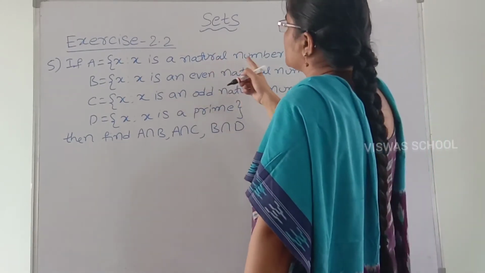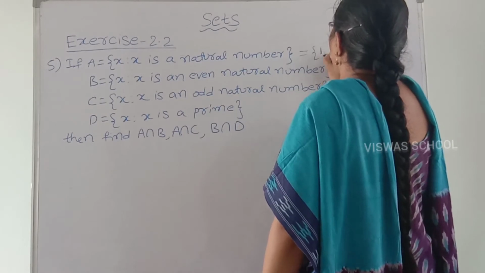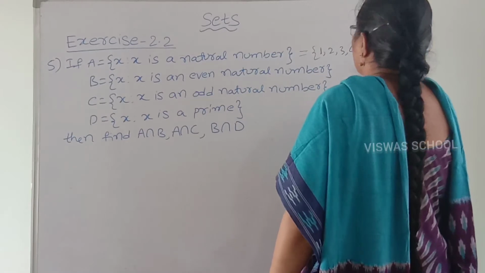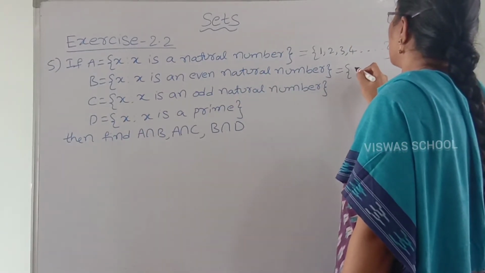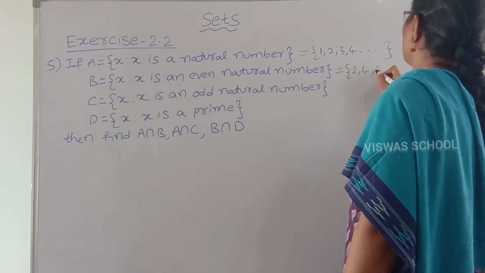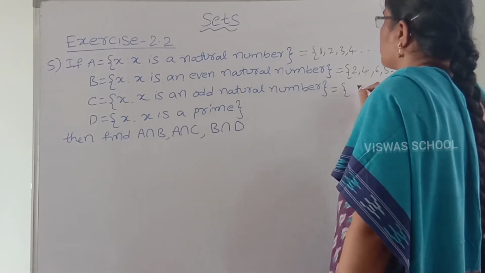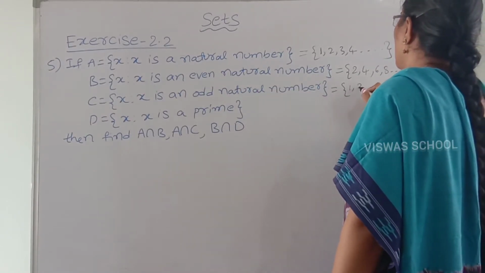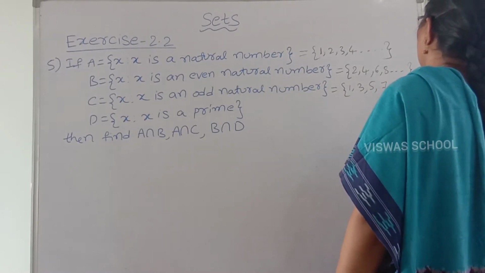That is, x is a natural number. Natural numbers means what here? 1, 2, 3, 4, and so on. And next one, x is an even natural number. Even numbers means what here? 2, 4, 6, 8, and so on. And next, x is an odd natural number. That is 1, 3, 5, 7, and so on.